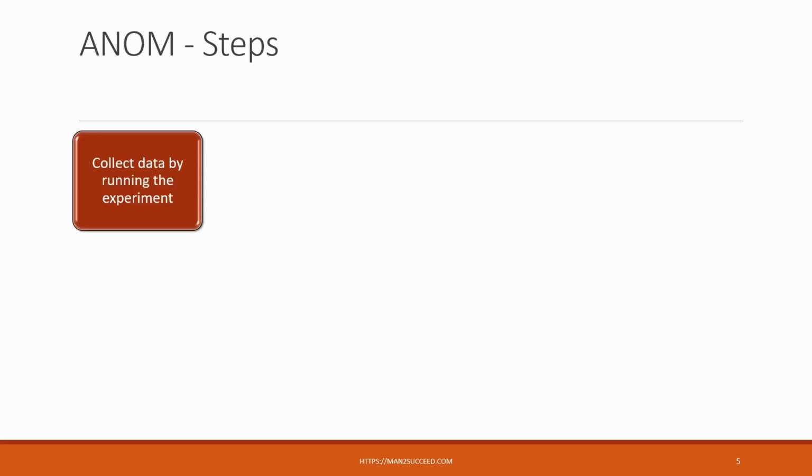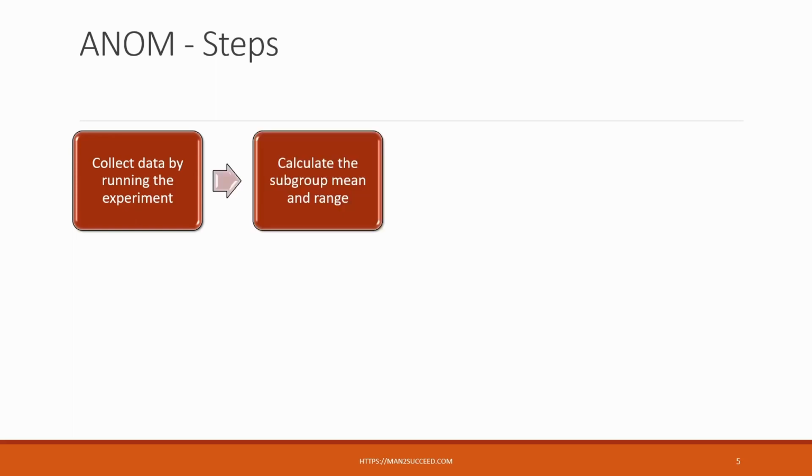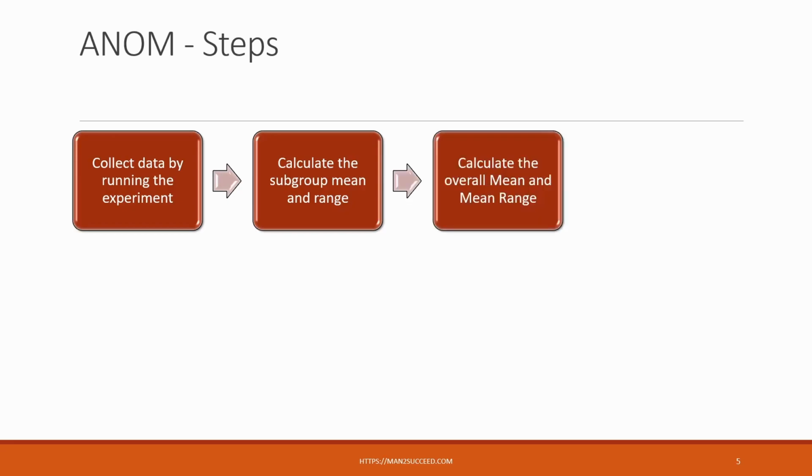First, collect data by running the experiment. Then calculate the subgroup mean and range. So subgroup we will be calculating, and that mean also we have to calculate. Similarly, range also we need to calculate. Then calculate the overall mean and mean range.